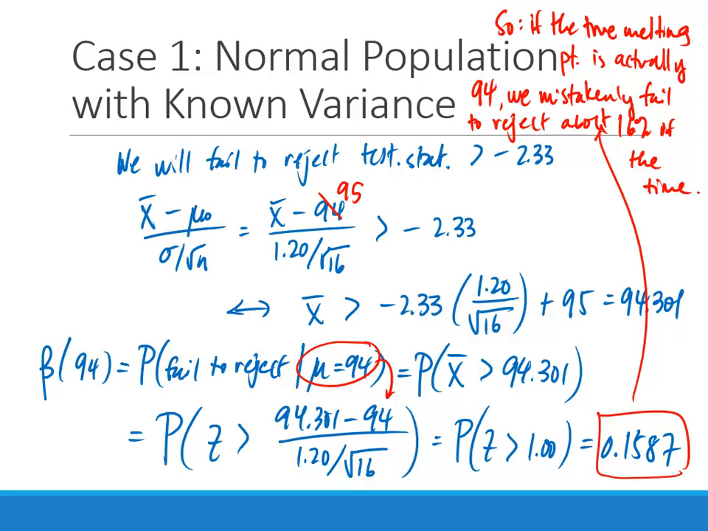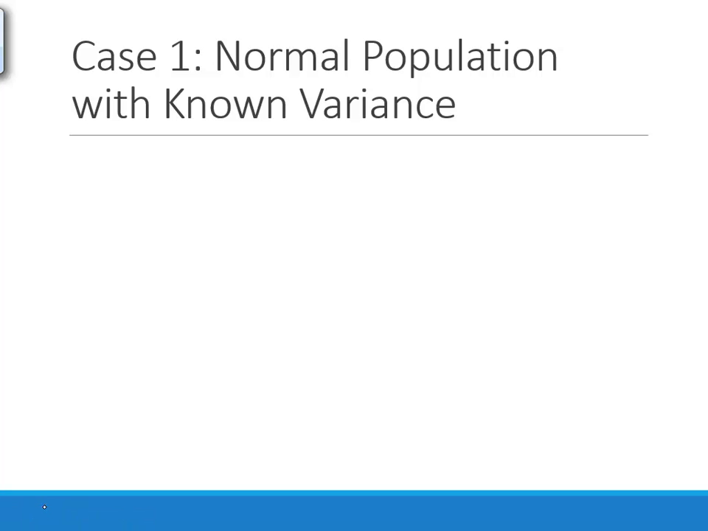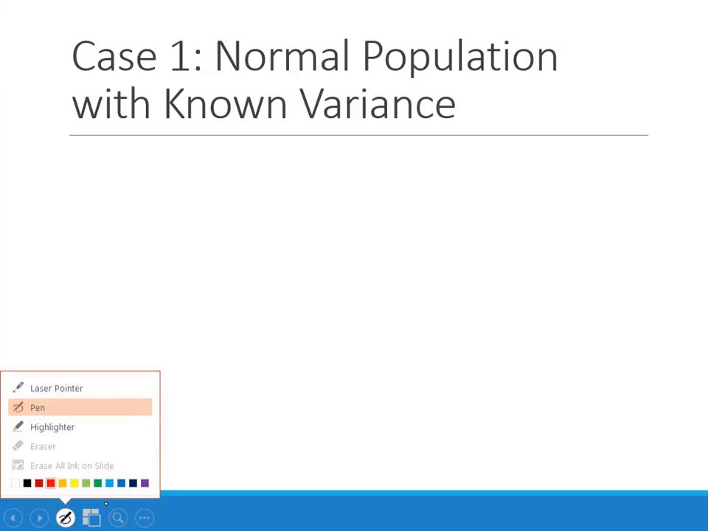Yeah, Kyle. So in this situation, would that probability of the type 2 error be related to the area between the two values? Like, that looks about right between 94 and 95, if that was the real mean. Yeah, good question. Let's go ahead and draw this picture. This might help a little bit.